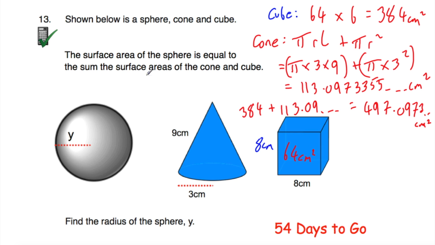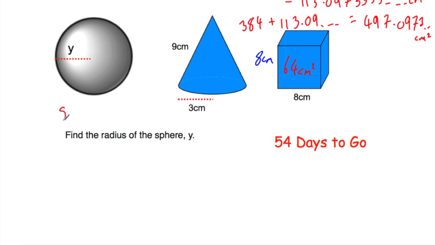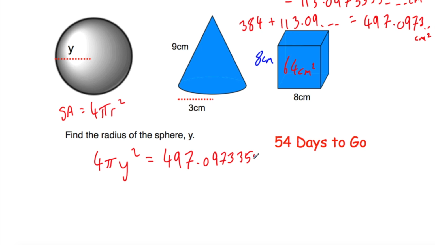Now we're told that's equal to the surface area of the sphere. So let's go down here and work this out. The surface area of a sphere is 4 pi r squared, that's 4 times pi times the radius squared. The radius in this case is y, so we get 4 pi y squared, is equal to 497.0973355. Now we just need to solve this to find out what y is.